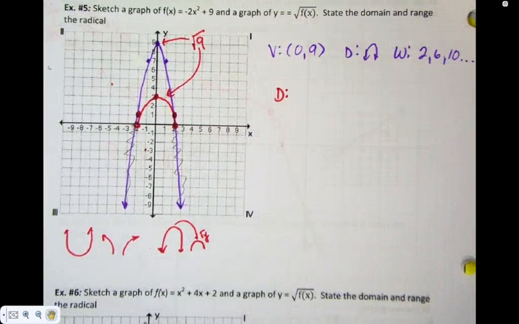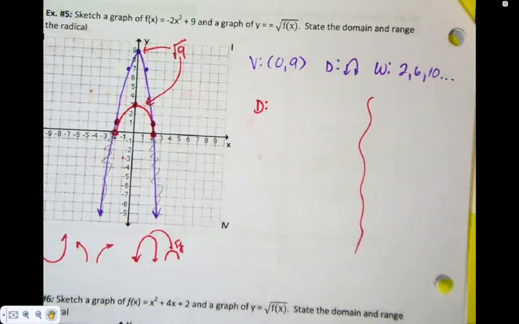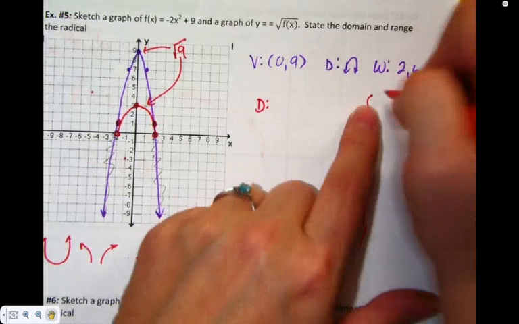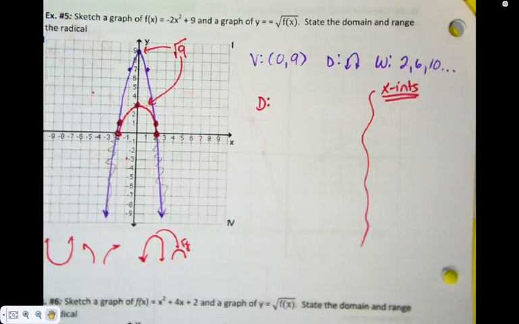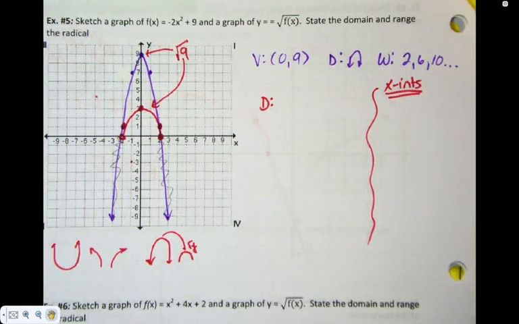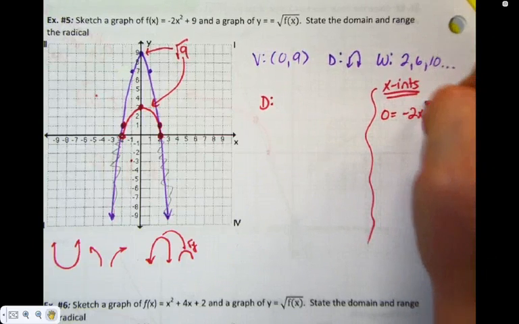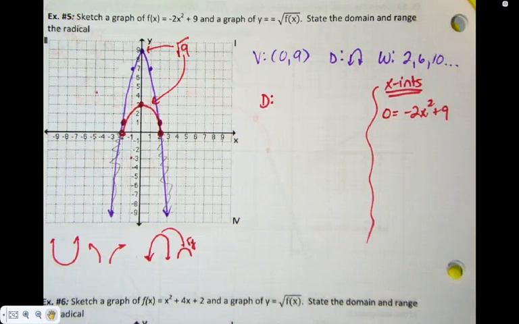Domain. Oh, we don't know these exactly, do we? What do we need to do? Use the equation. We have to find the x-intercepts algebraically. Makes me so happy. How do we find the intercepts of any kind of function? Oh my god, it's quadratic.